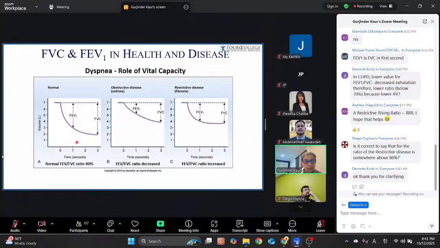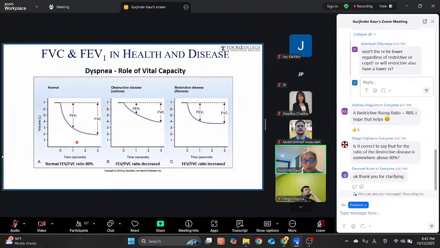So Diego is saying, is it correct to say that the ratio of the restrictive disease is somewhere above? Yes, you're absolutely right. It falls between; sometimes the ratio may look just similar to normal, actually. Diego, it may look just normal, but then you can always take a look at the FVC value. And if it's much lower than in a normal person, then you know, okay. And as Erin was asking earlier, I'm going to go over the loops so you know what to look for if you're looking at it in the exam, and how it will look, okay?